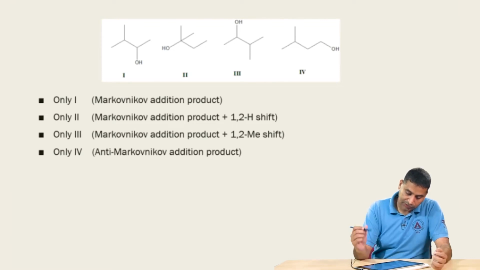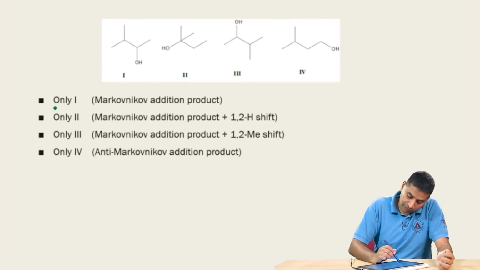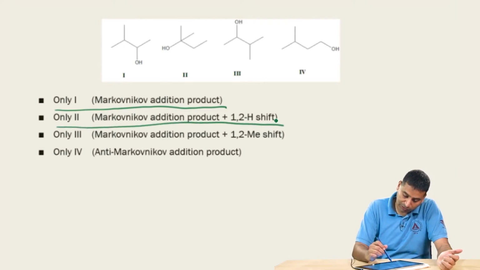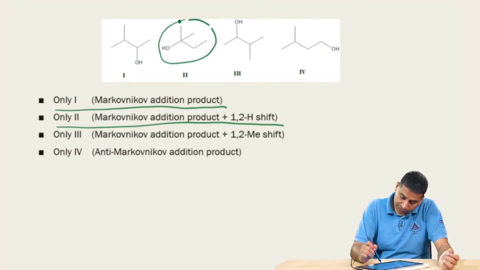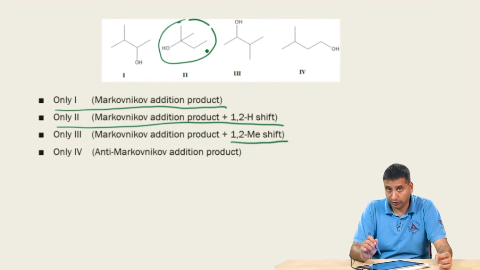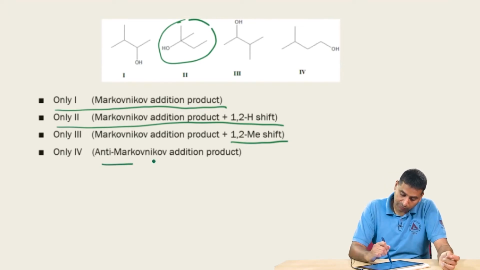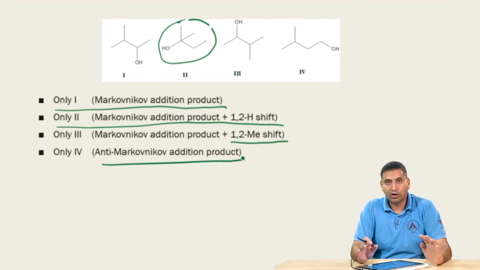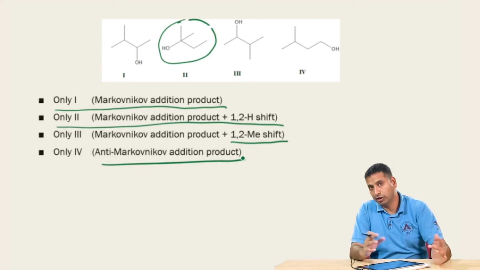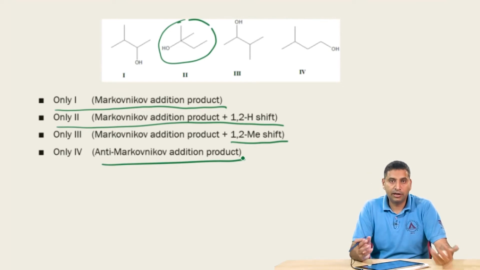Okay. Now, let us look at the solution. So here the possibilities are: product 1, where only Markovnikov addition has happened; product 2, in which you have the Markovnikov addition product plus a 1,2 hydride shift, which is basically this molecule; product 3 is Markovnikov addition and a 1,2 methyl shift, that is, a methyl group has moved to form a different carbocation; and the last one is the anti-Markovnikov addition product. Now, in order to address this question, we have already looked at the mechanism and the major product. Now, let us eliminate the possibilities.